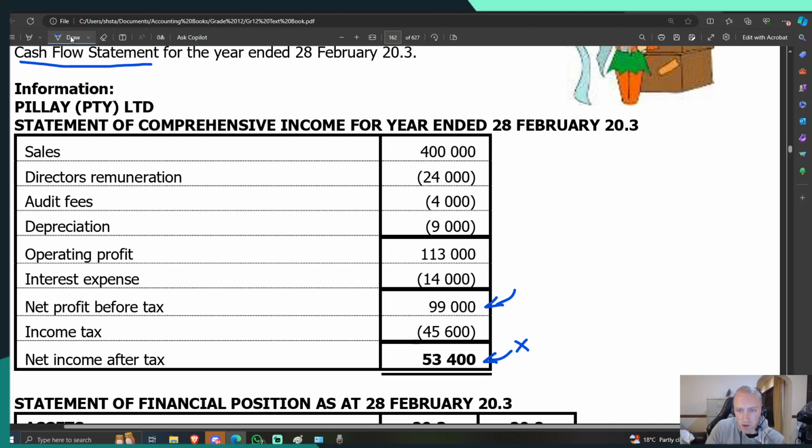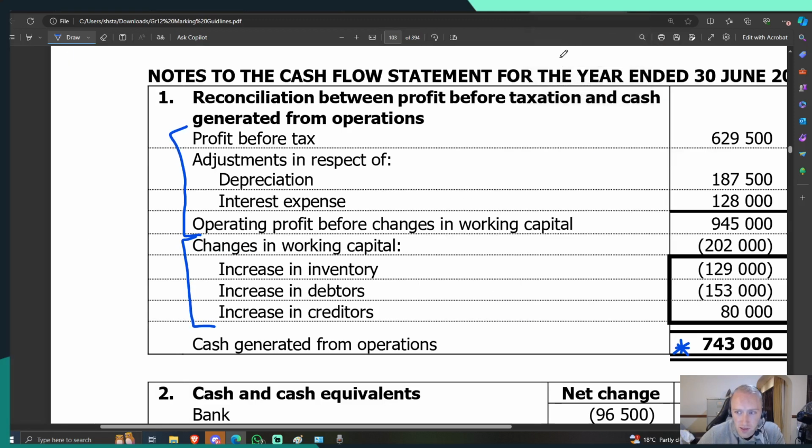We take that net profit before tax, we add back the depreciation that we minused earlier, which is over here, and we add back the interest expense that we minused earlier in this statement, which is here, 14,000. That is how we get our operating profit before changes in working capital. And let's look at it here.